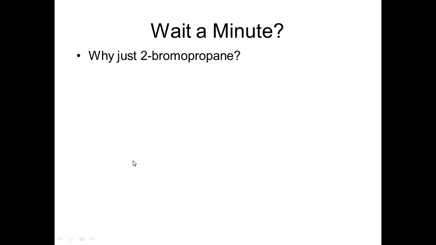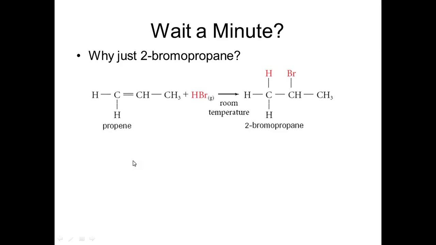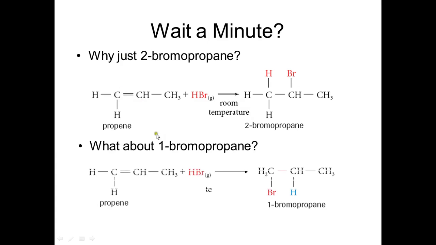Now, in those two examples, for the first one, for the hydrohalogenation reaction, I told you that when we took propene and added HBr, we formed 2-bromopropane. So in other words, the hydrogen was added to the terminal carbon and the bromine was added to the carbon in the middle. But did it have to be that way? Could the bromine have been added to the terminal carbon, the carbon at the end, and the hydrogen have been added to the carbon in the middle?